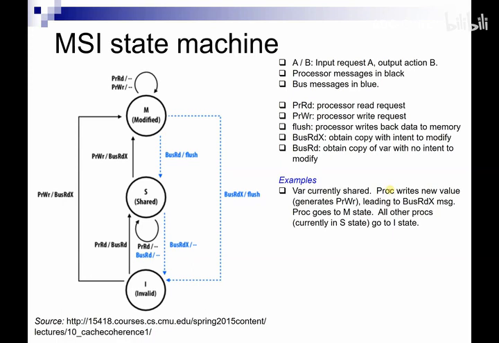All of the other processors should now have invalid copies of the variable. Okay, so now to implement this, the processor that does the write is first of all going to generate a processor write message. Currently the variable is being shared, so the writing process is actually in the shared state. But because it wants to do a write, it's going to generate a processor write message.